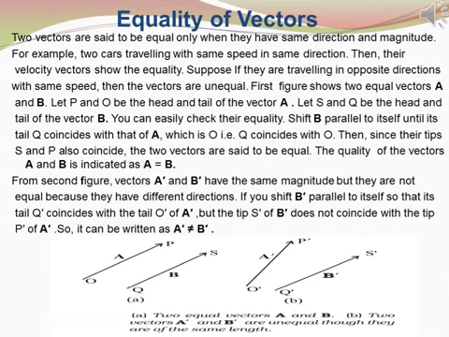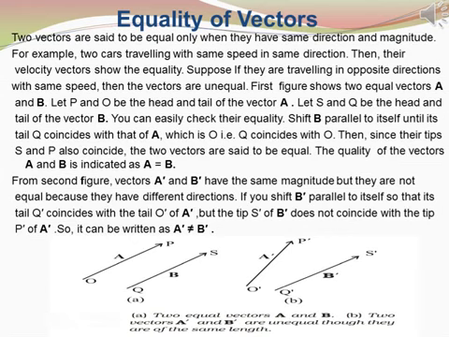In this slide, the first figure shows two equal vectors A and B. Let P and O be the head and tail of the vector A. Let S and Q be the head and tail of the vector B. You can easily check their equality. At first, you have to shift the vector B parallel to itself until its tail Q coincides with that of vector A, which is O.